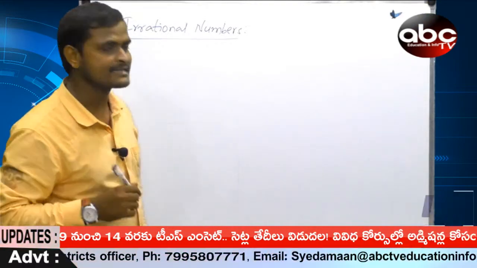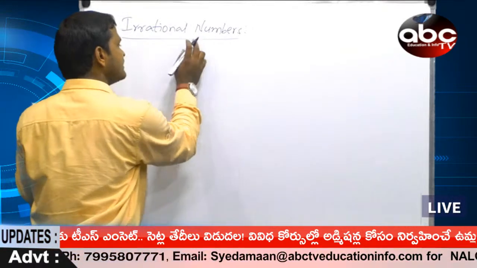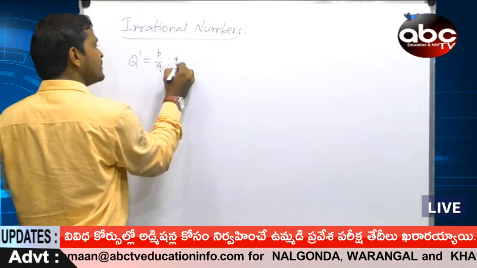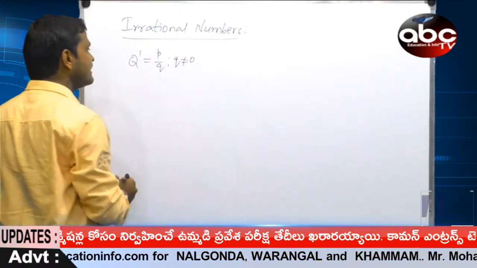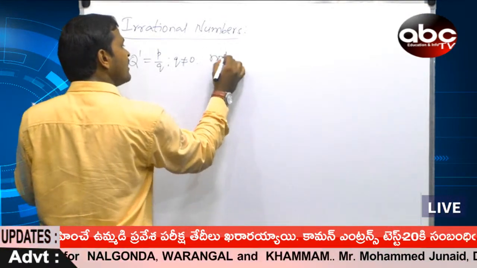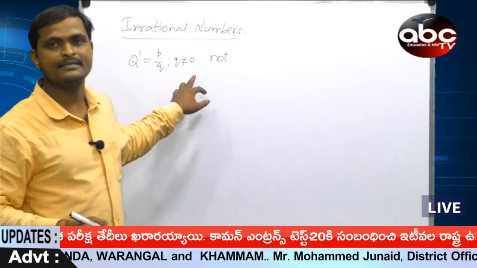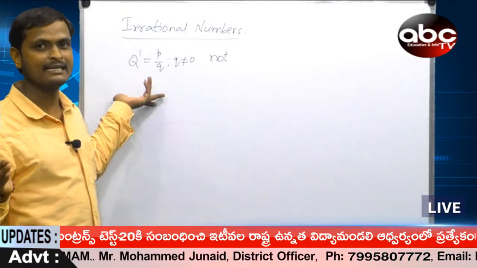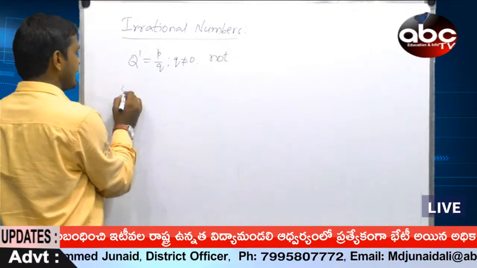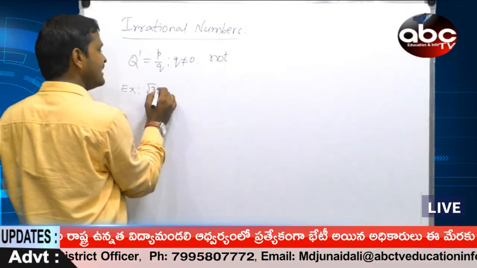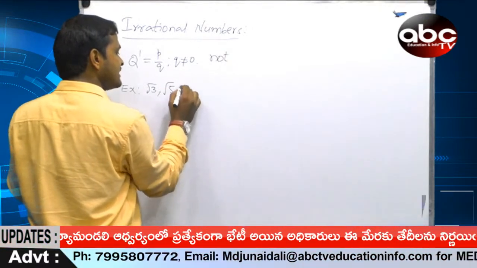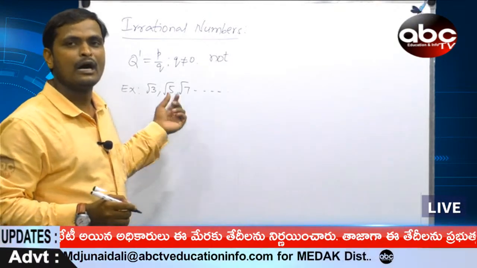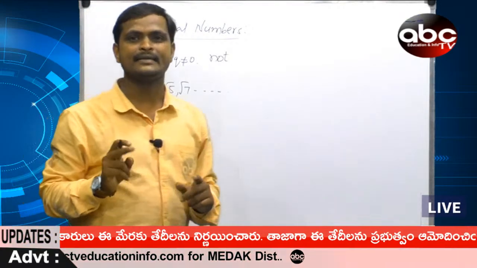Given number is irrational. Then what is the meaning of irrational? The numbers which are in the form of p by q, where q is not equal to 0, are rational. Those which are not in that form, that is, the numbers which are not rational, are irrational numbers. For example, root 3, root 5, root 7, etc. These are irrational numbers. Then how do we prove a given number is irrational?